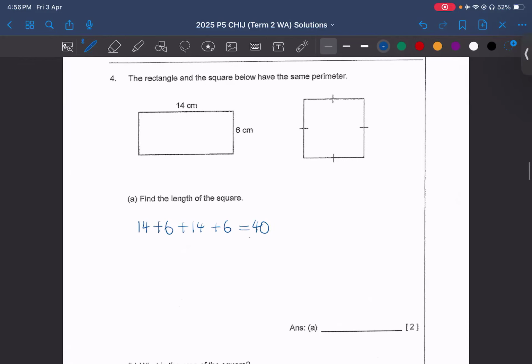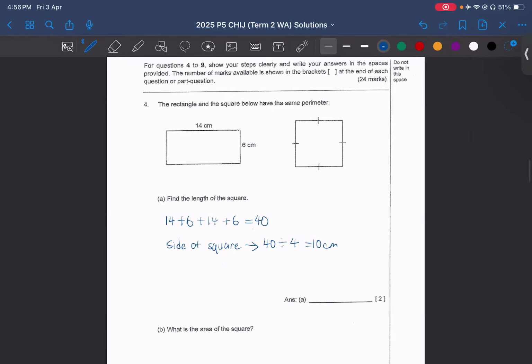So to find the side of the square, if you know the perimeter, we'll just be taking the perimeter divided by the 4 equal sides of the square. So this will give me one side of the square, which is 10 centimeters. Okay, so for part A, the length of the square is 10 centimeters.